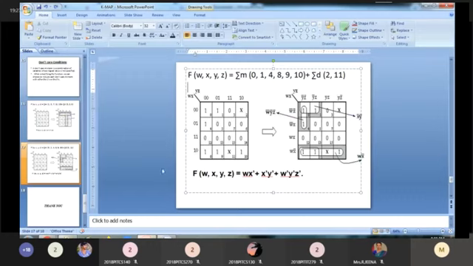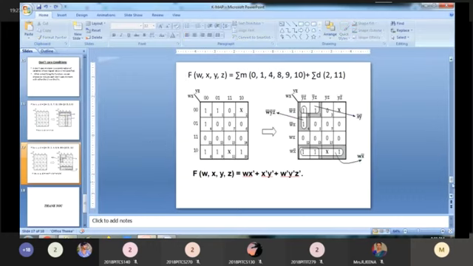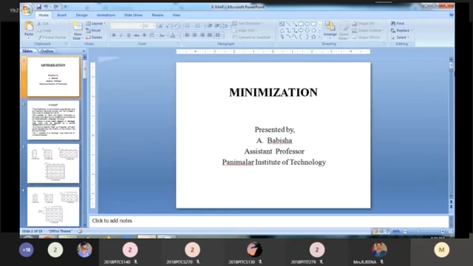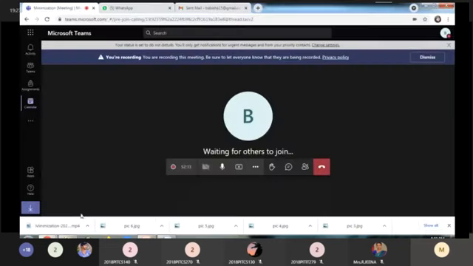Okay. Have you all understood this don't care condition? Okay. This is the K-map simplification. Have you all understood? Anybody having doubt? So this is very, very simple. You just have to simplify the Boolean expression by using this K-map. Okay. Thank you, students.